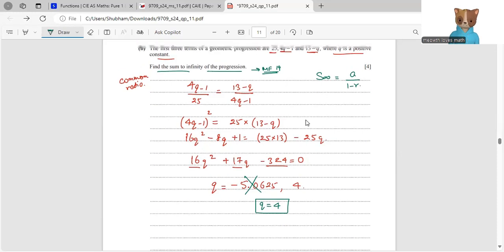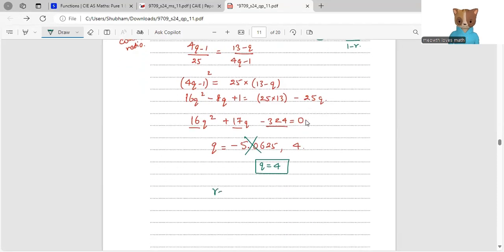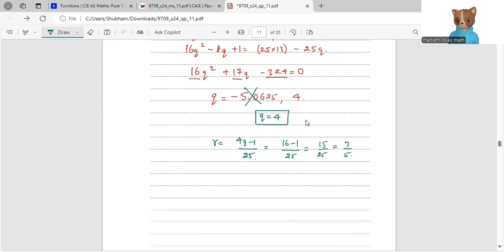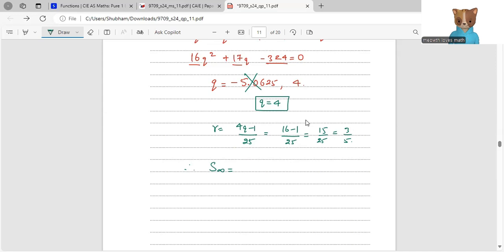Okay. So now we got q value. Now we need to find the value of r. So r is basically 4q minus 1 divided by the first term, which is 25, right? So we get 16 minus 1 divided by 25, which is 15 by 25, which is nothing but 3 by 5. And therefore, plugging in the formula of S infinity, we get a over 1 minus r. So a is 25, 1 minus 3 by 5. This is sum to infinity. And sum to infinity, therefore, will give you 25 into 5 over 2. 5 minus 3 is 2. And then that 5 goes up. So you get 125 over 2. That's your answer for this.